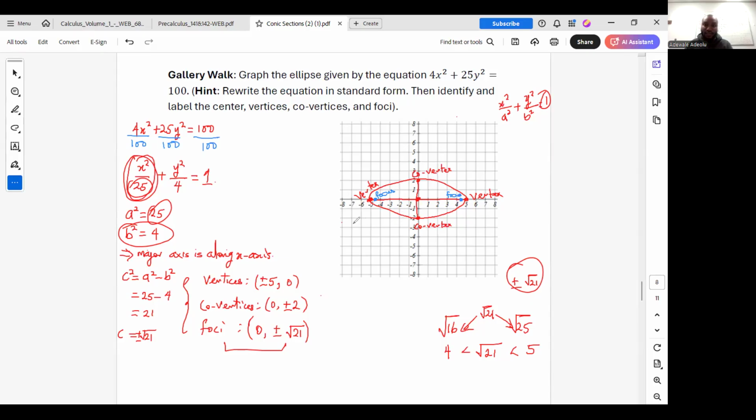That is that, guys. There is nothing fancy here. The only thing new that we did was just rewriting the equation. I hope this makes sense to you.